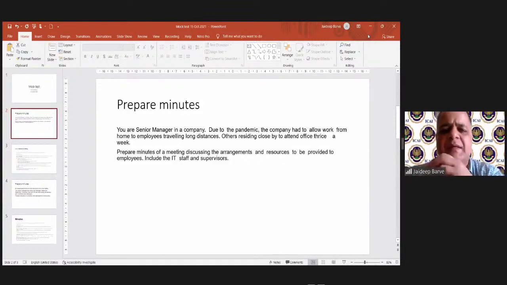So all these arrangements, typical arrangements, what have to be done and who has to do. So try to think about that and include people in your team like IT staff, supervisors, admin team, any help that you require. So prepare your minutes in such a way that you're actually visualizing the situation and writing down the minutes in the format we have discussed.